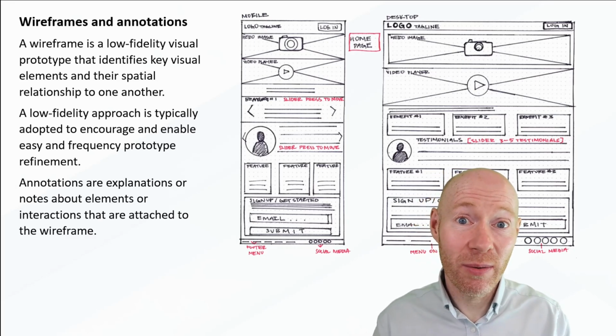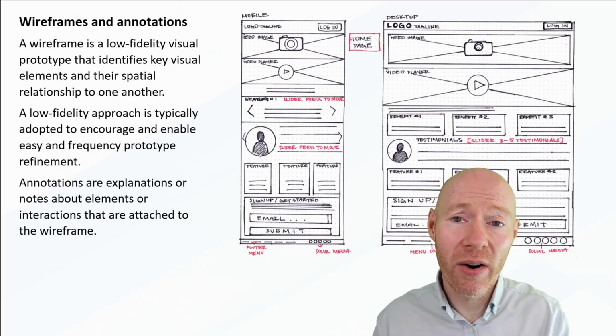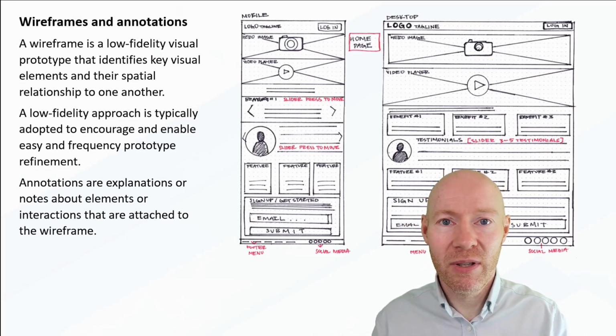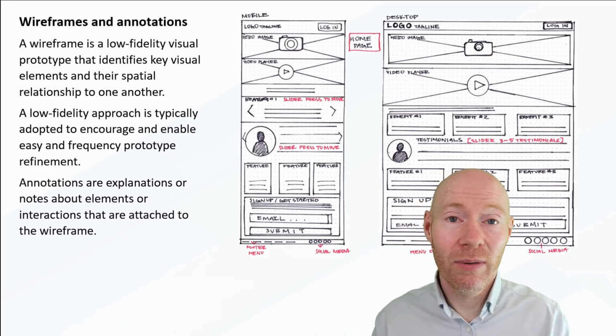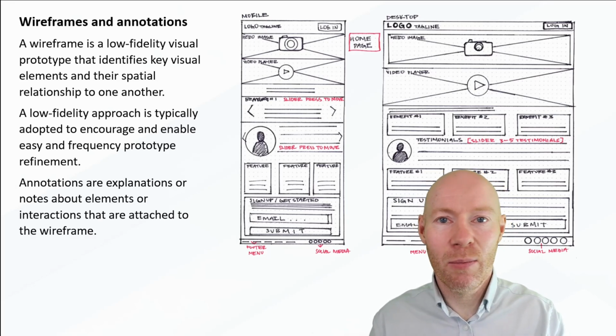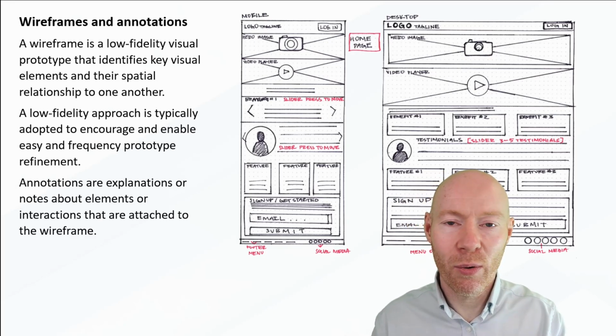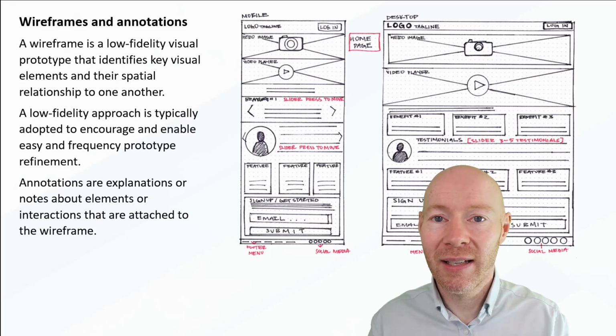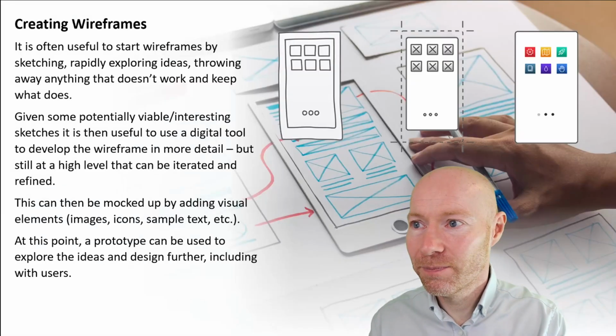Annotations are simply nothing more than the notes that tell us about the wireframe. Because the wireframe is quite crude and simple in terms of expression, sometimes it's useful, if we're sharing our wireframes with others, to put in a little note to say this is what type of image would go here, here's what this section is for. It just helps that understanding of the interface.